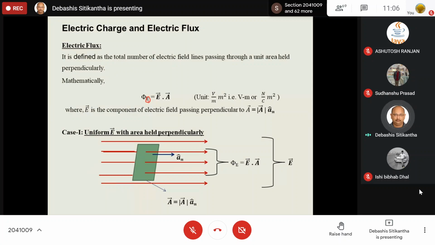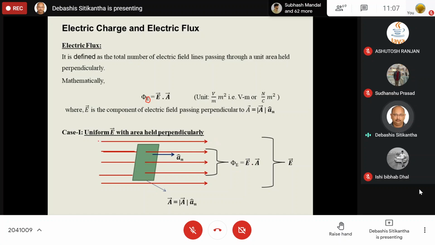Because a magnet also gives out magnetic field lines, and even though they have some similarity, they also have some dissimilarities between them. We'll talk about them when we study magnetostatic fields. Okay, so we have studied three different cases. The first case was a very simple case where we have a uniform electric field and the unit area is held perpendicular to it. There we studied that phi E can be simply written as E vector dot A vector.